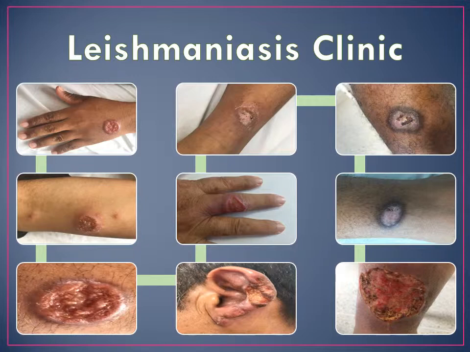Here are some of the pictures that we took at the leishmaniasis clinic. You can see that there are different skin lesions at different stages of healing, which were presumed or confirmed to be leishmaniasis. Also, we can see that not only on the extremities you can find some lesions, but it can also affect the ear.